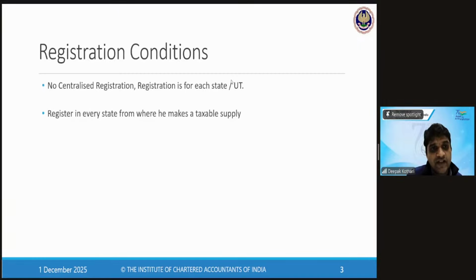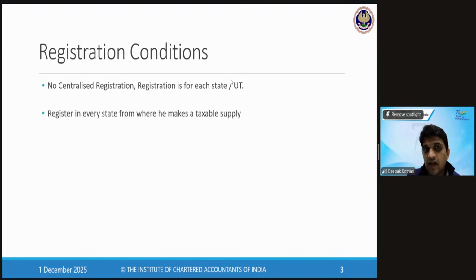What are the conditions for registration? There's no centralized registration. Every state from where you make a taxable supply, you have to register. You are registered in Bangalore, so you will take registration here. You set up a branch office in Hyderabad, so you will take the registration there and supply from there, right? So from every state where you're making supply, you will take the registration.